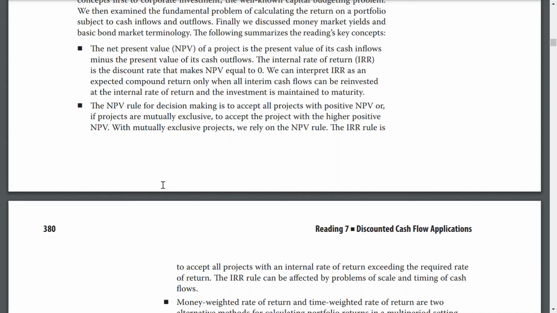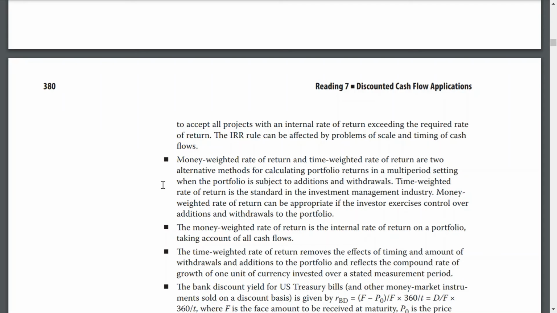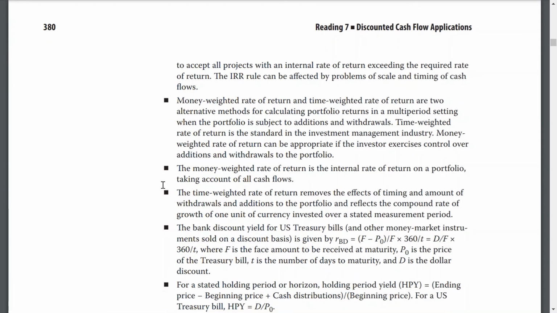The IRR rule is to accept all projects with an internal rate of return exceeding the required rate of return. The IRR rule can be affected by problems of scale and timing of cash flows. Money-weighted rate of return and time-weighted rate of return are two alternative methods for calculating portfolio returns in a multi-period setting. When the portfolio is subject to additions and withdrawals, time-weighted rate of return is the standard in the investment management industry. Money-weighted returns can be appropriate for investors who exercise control over additions and withdrawals to the portfolio.